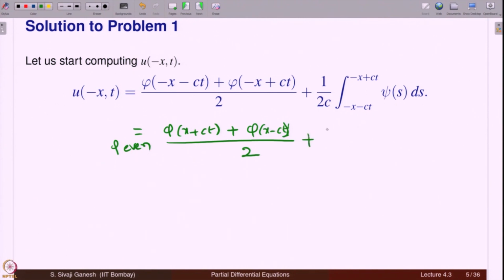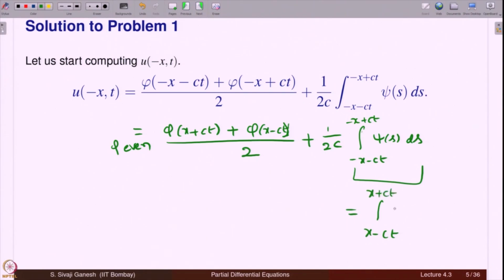Then we have a second term, 1 by 2c integral from minus x, I just write as it is from the above. We will handle this separately. I think it is better to work with the two terms separately. So, now let us show that this integral is actually equal to the integral from x minus ct to x plus ct of psi(s) ds. Then what will happen? This is precisely the expression for u(x, t). That means we would have shown that the function u is an even function. So, we need to deduce this from the equality of these two things.